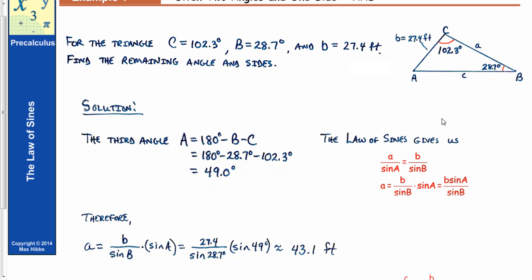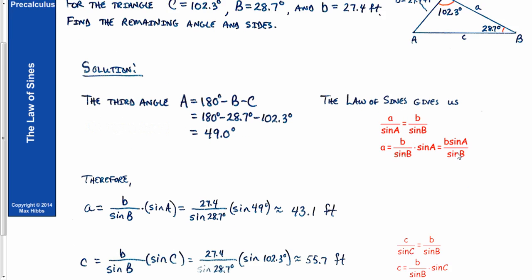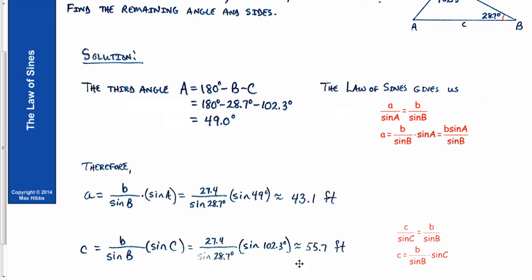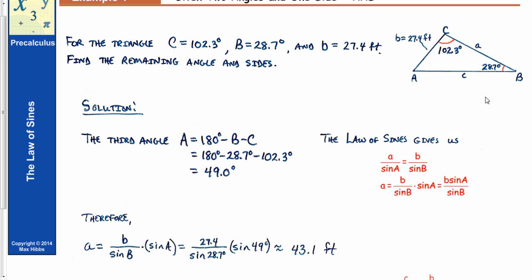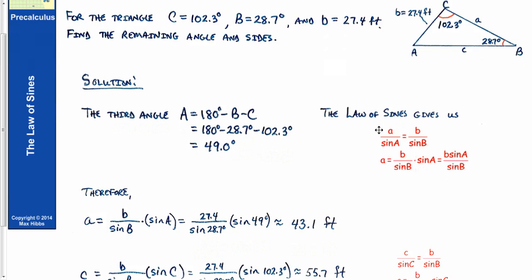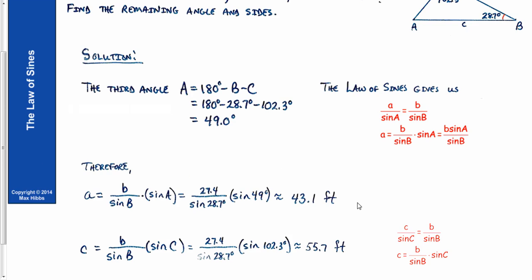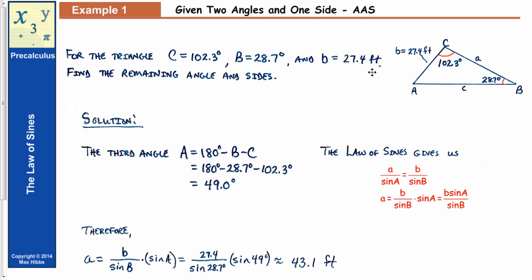Notice this too. This is something that I'll repeat later on. The longest side is 55.7 feet, and that's side C. And that's going to be the case. The longest side will be opposite the largest angle. Now, what are our two angles? Well, one's 28.7 degrees. That's angle B. Well, side B is 27.4. The other two sides are bigger. Yes, the smallest side will be opposite the smallest angle. That only makes sense, doesn't it? Okay. Well, let's move to the next page here.